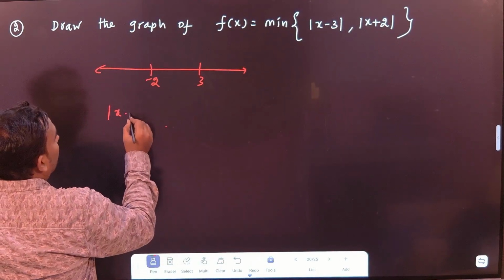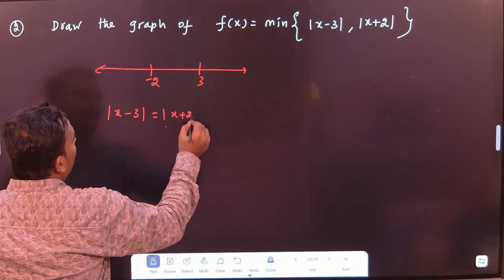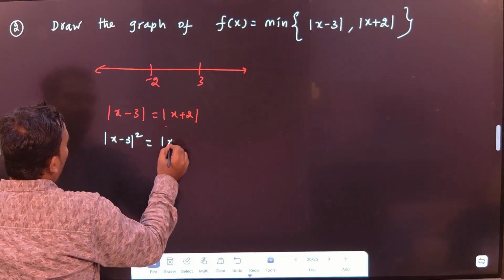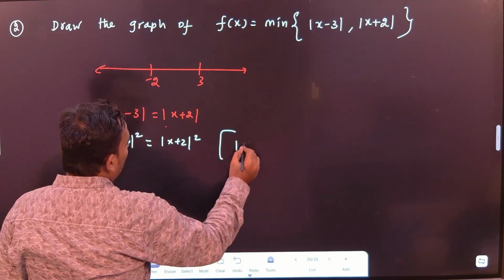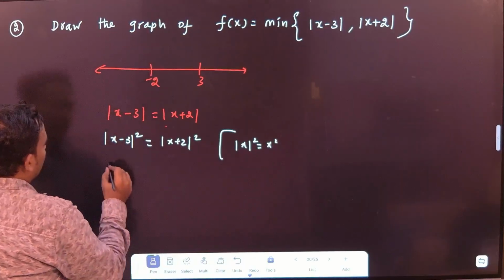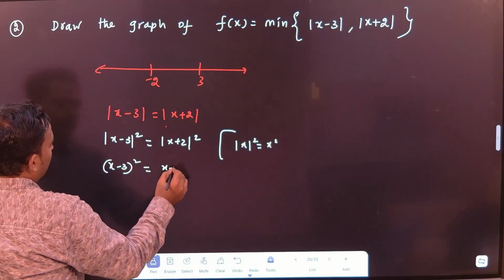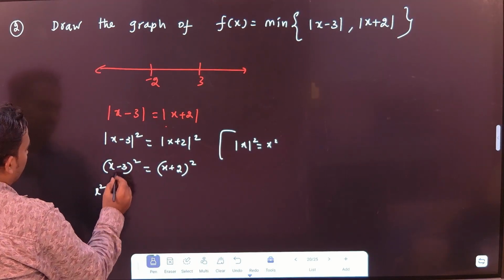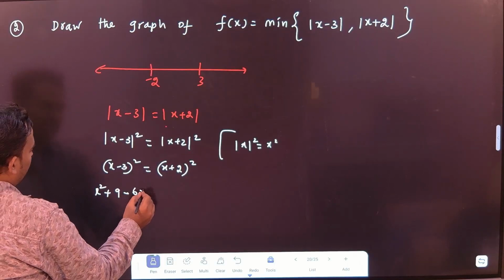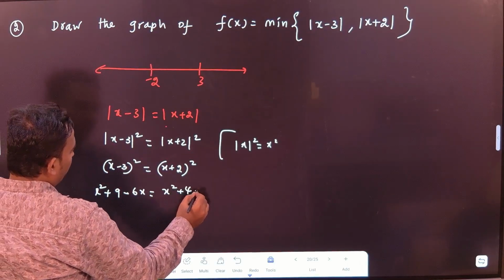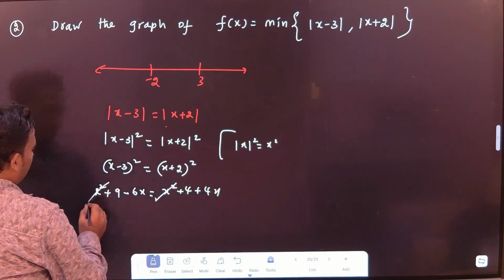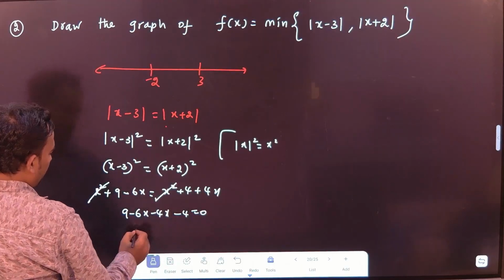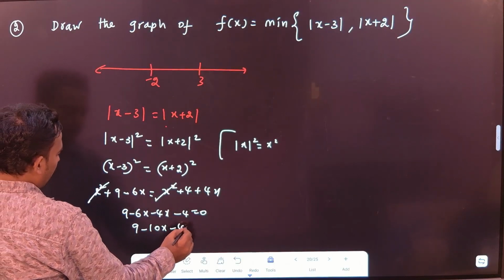Other than that, if any other points are there, you can check it. You equate these two curves. Mod x minus 3 is equal to mod x plus 2. You can square both sides. What will we get? Mod x minus 3 whole square is equal to mod x plus 2 whole square. We know that mod x square is equal to what? x square, right? Then you can write x minus 3 whole square is equal to x plus 2 whole square, right? So expand this. x square plus 3 square is 9 minus 6x, right? So here x square plus 4 plus 2 into 2 is 4x. x square cancels. 9 minus 6x minus 4x minus 4 equal to 0.